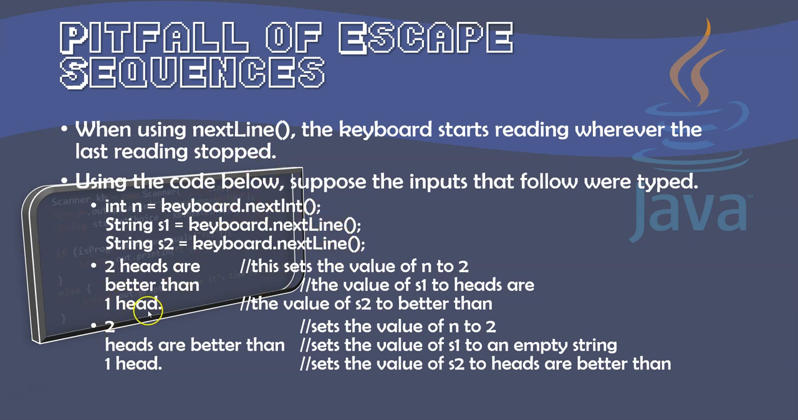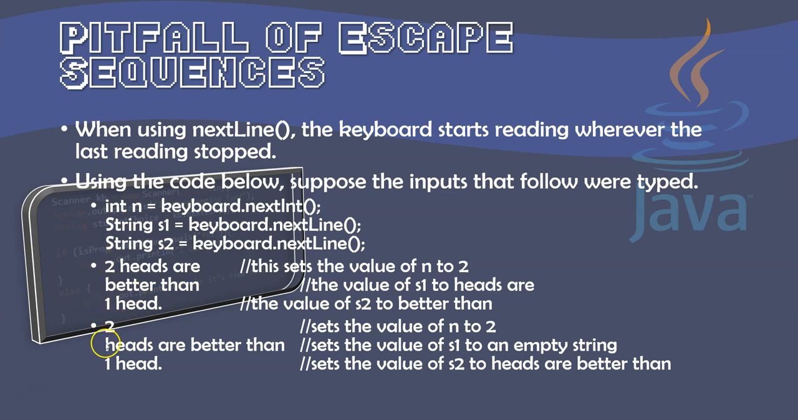And here are two different outputs just to see how these work. Here I say two heads are, new line, better than, new line, one head. And then if I look at the last line, I got 2, and then I hit a new line, heads are better than, new line, one head. Now, this is very important to note because nextInt does not automatically move our cursor here.